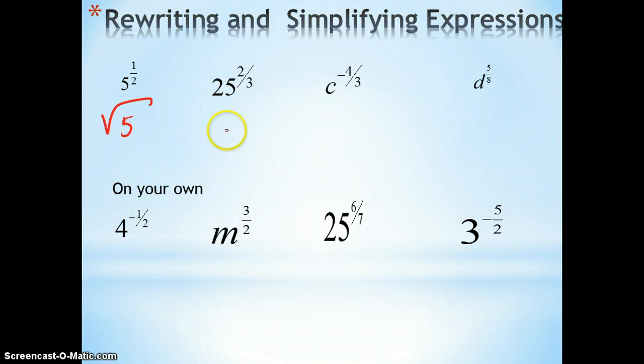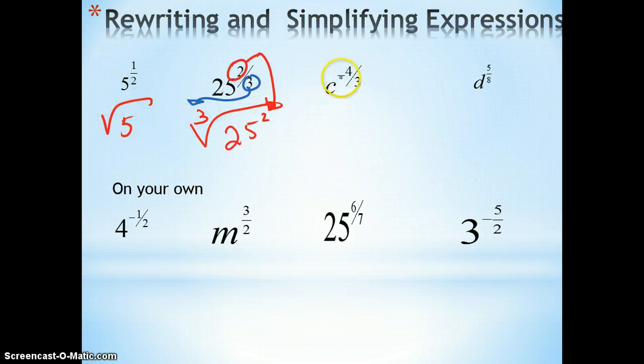On the next one, we would have 25. It's 25 squared, all under a cubic root. The top number tells us what goes under here, and our bottom number tells us what the index is. And again, we always take this back to the square root.